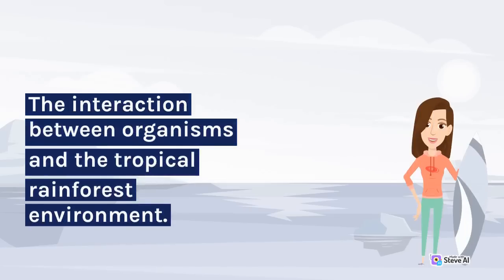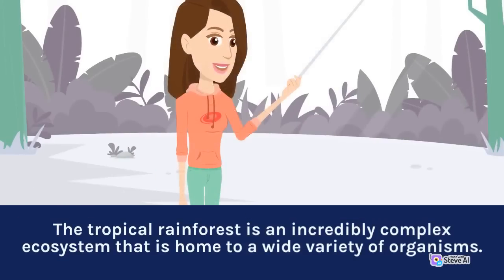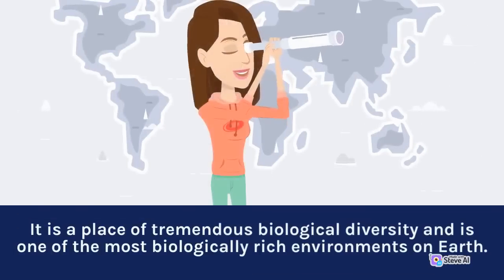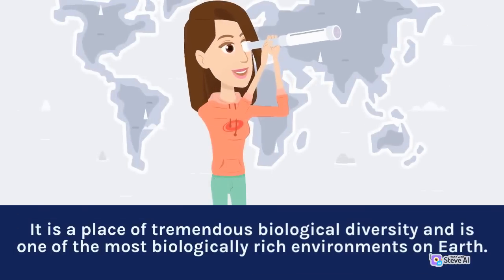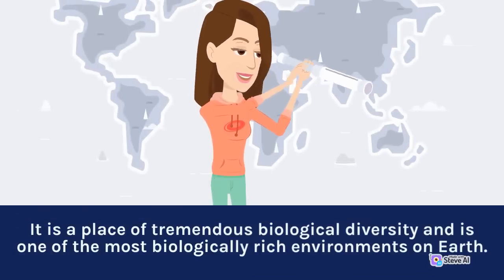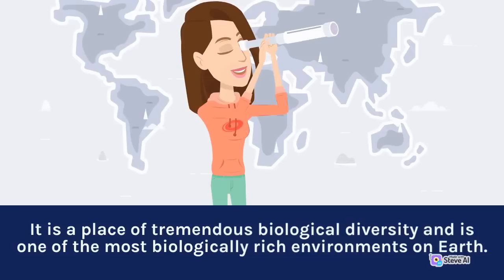The interaction between organisms and the tropical rainforest environment. The tropical rainforest is an incredibly complex ecosystem that is home to a wide variety of organisms. It is a place of tremendous biological diversity and is one of the most biologically rich environments on Earth.